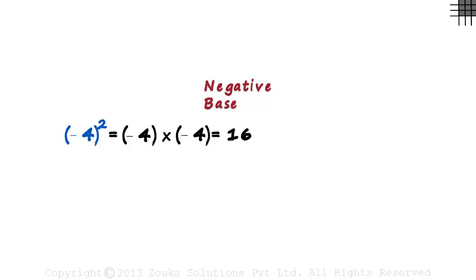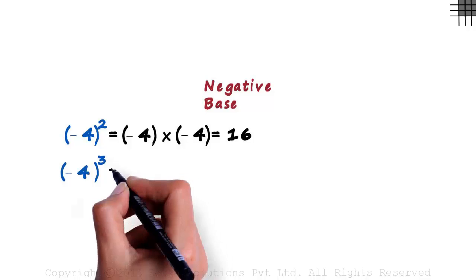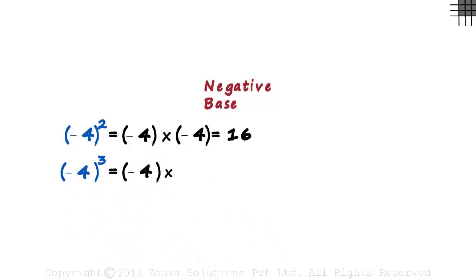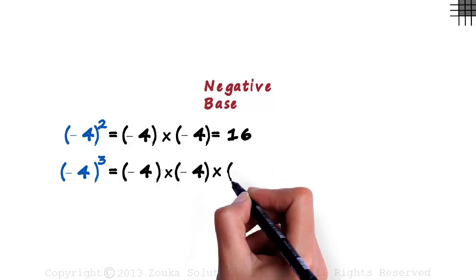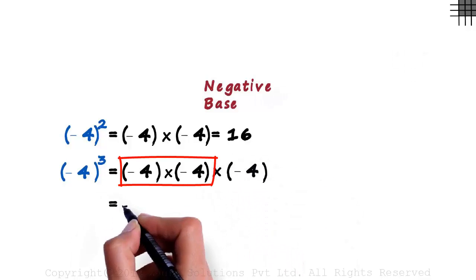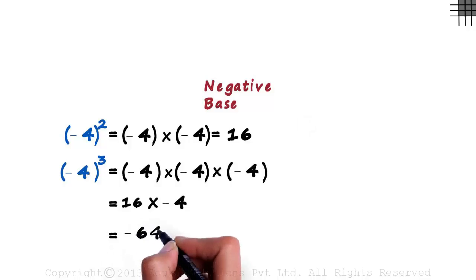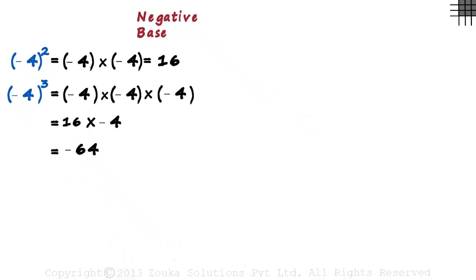Now we've been asked to find minus 4 raised to 3. It will equal minus 4 multiplied by minus 4 multiplied by minus 4. Minus 4 times minus 4 is 16, and 16 multiplied by minus 4 gives us minus 64. Let's solve two more examples with a negative base and we will get an interesting result.